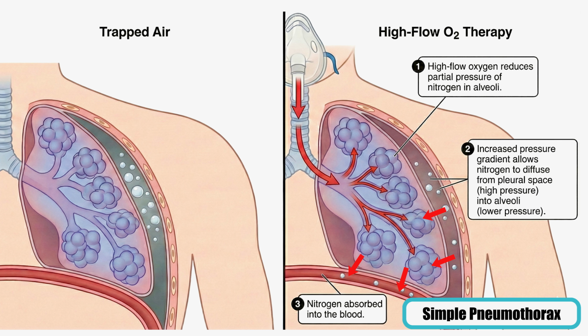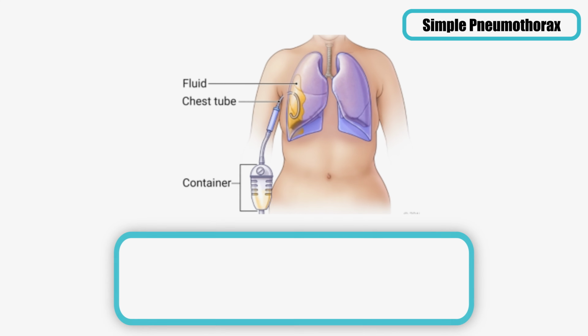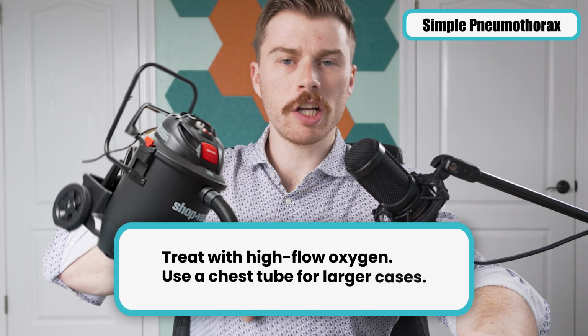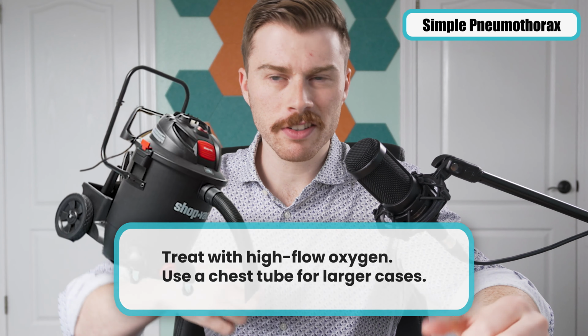So how do we treat this? High flow oxygen reduces the partial pressure of nitrogen in the alveoli, which increases the pressure gradient for nitrogen to diffuse from the pleural space, where it's trapped, into the alveoli, where it's lower pressure. From there, the air is absorbed into your blood. Yes, science! For bigger pneumos, a chest tube is usually used to continuously suck out the air. It's like hooking up a shop vac to your chest to suck the lung back toward the ribcage.